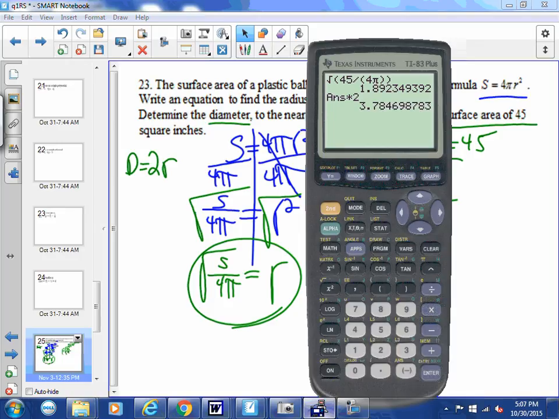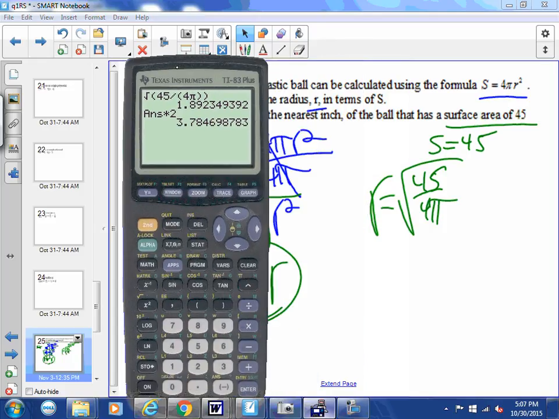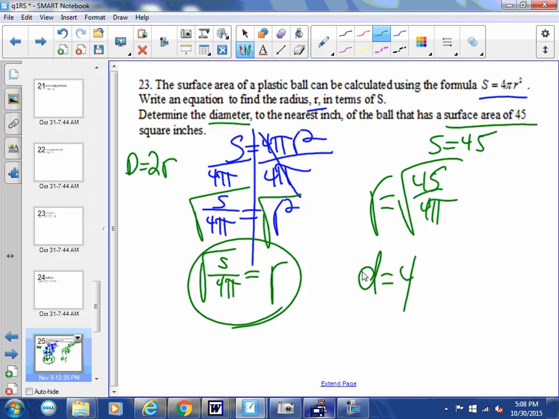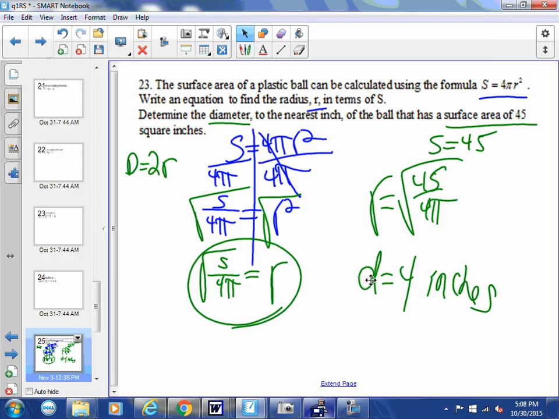So I'm going to take this answer, I'm going to multiply it by 2. To the nearest inch is the nearest unit, which is 4 inches. Let's do another one.